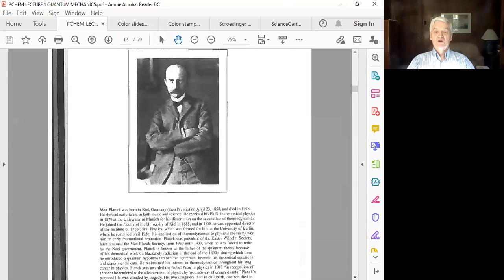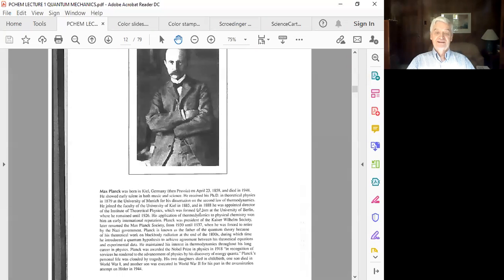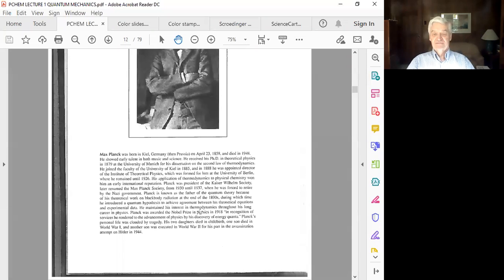So I told you a little bit about Max Planck. He had a lot of unhappy events in his lifetime. And so if you don't remember this from last time, go ahead and read this.